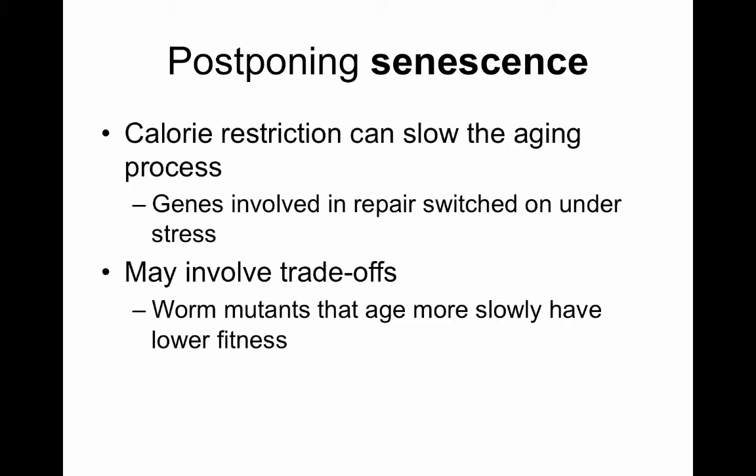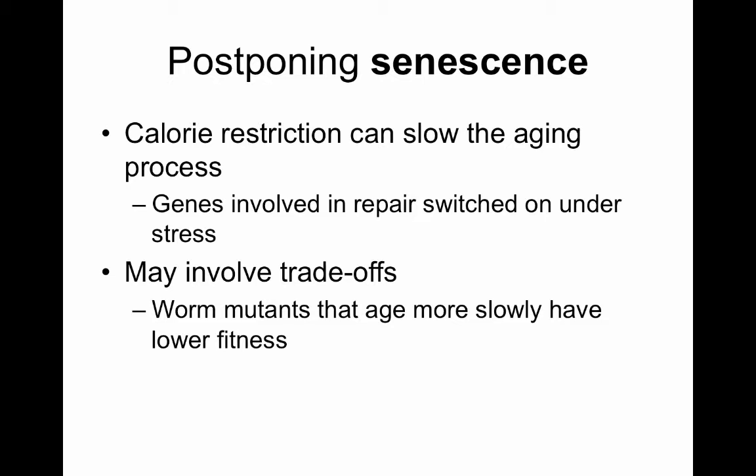Another part of life history theory focuses on the idea of senescence. There's evidence from a range of organisms, from fruit flies to rodents to humans, that caloric restriction can slow the aging process. So the genes involved in repair are switched on under stress and may allow flies or humans to live longer if they don't eat too much.